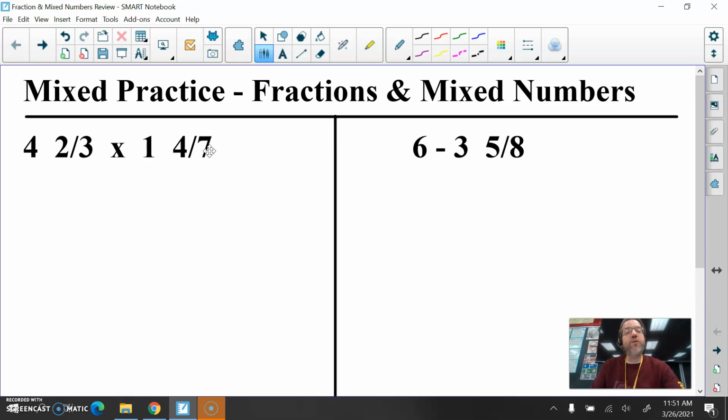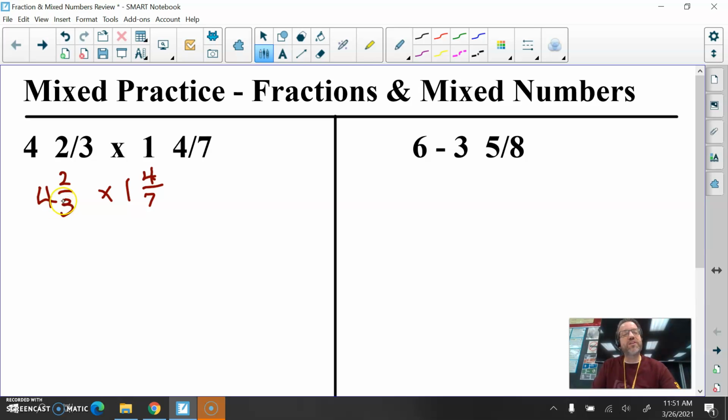So if it helps you, it might be good right away just to rewrite this: 4 2/3 times 1 4/7. You always do want to show your work on a piece of scratch paper, all right? And your teacher may require you to take a picture of your work and attach it to your assignment when you submit it in Google Classroom. That's what I'll be requiring in my room, so hopefully the other teachers will do the same.